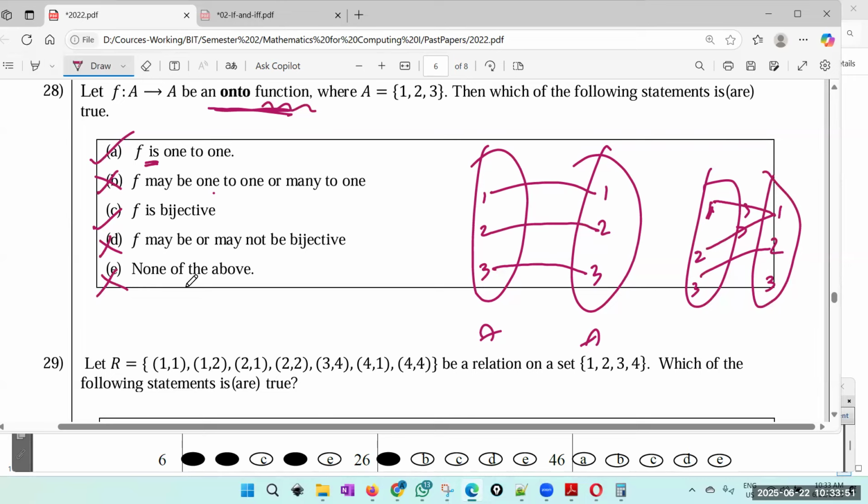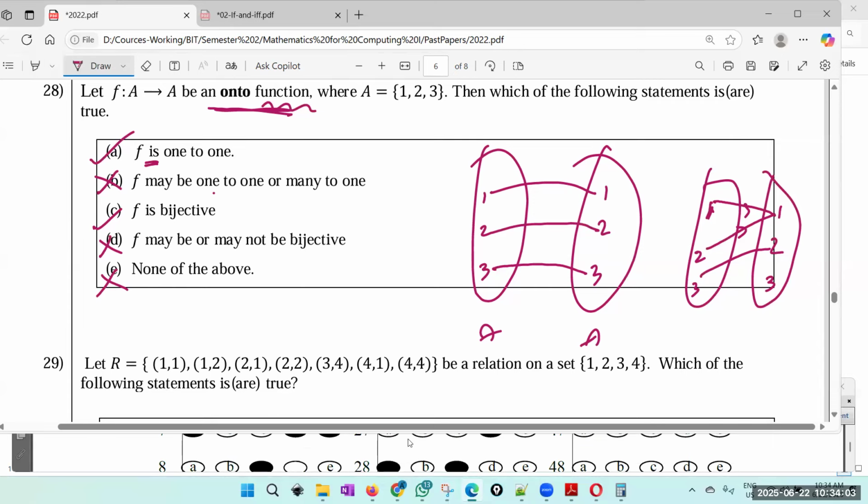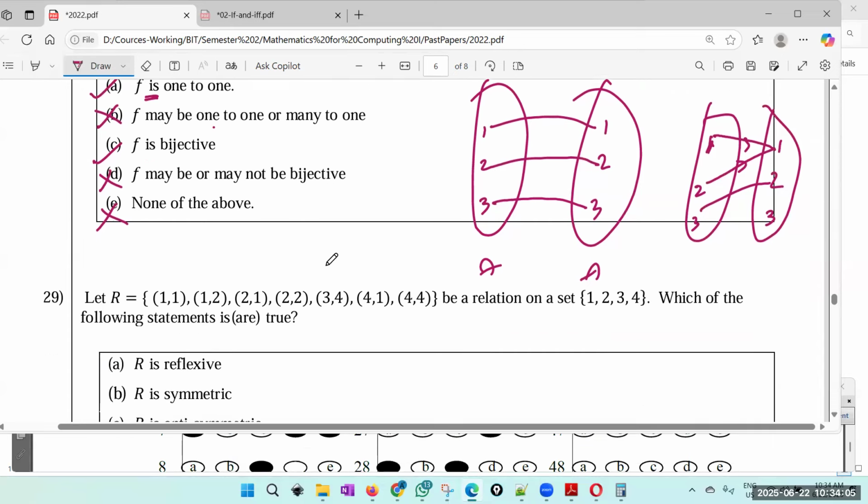So none of the above is wrong because we already have two correct answers. When we have two correct answers, none of the above cannot be correct. So the answer must be A and C. Yes, A and C.